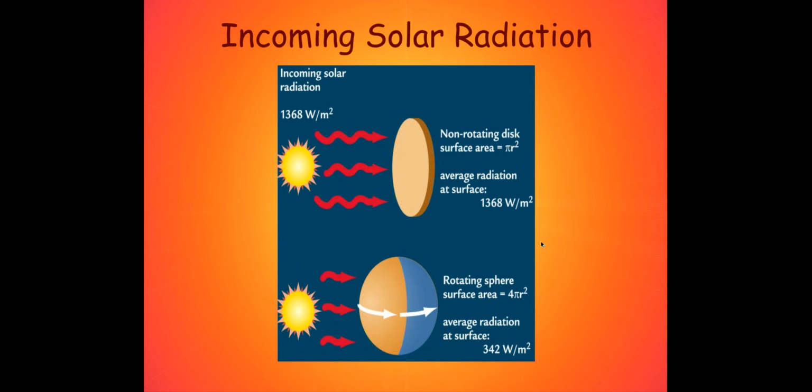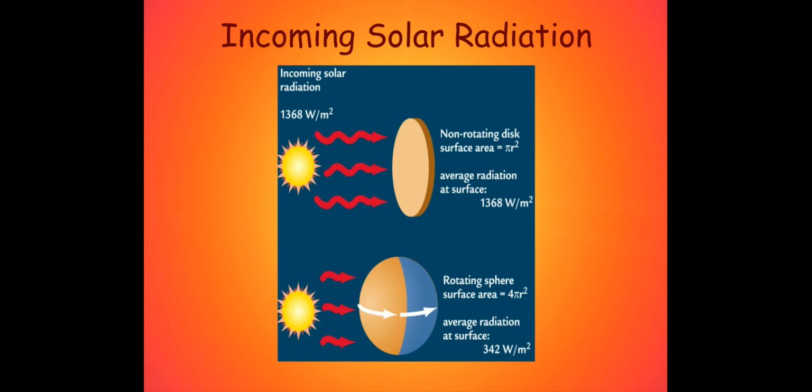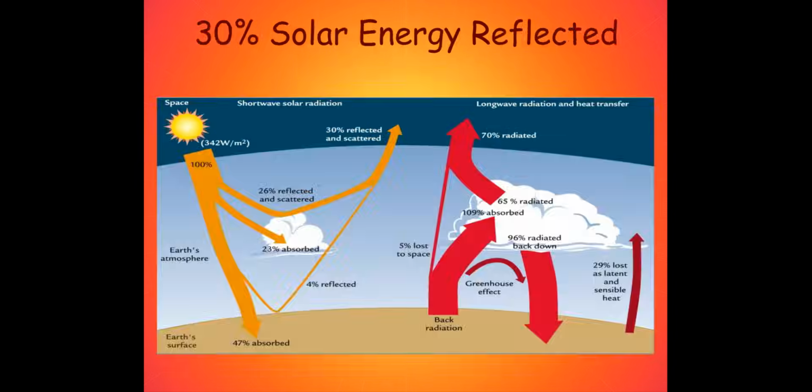This is all mathematical. You don't need to know the math, but you do need to know that this hemispheric rotation allows us to have a very temperate Earth. And as we said before, about 30% of the energy is reflected by clouds, dust, and the surface.